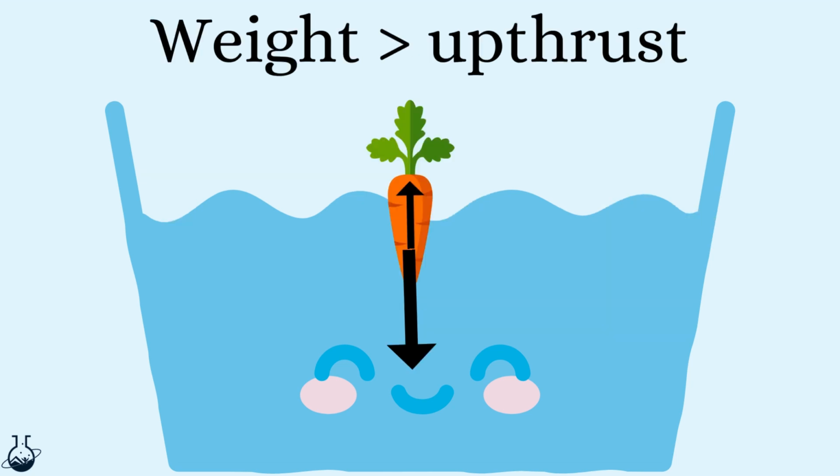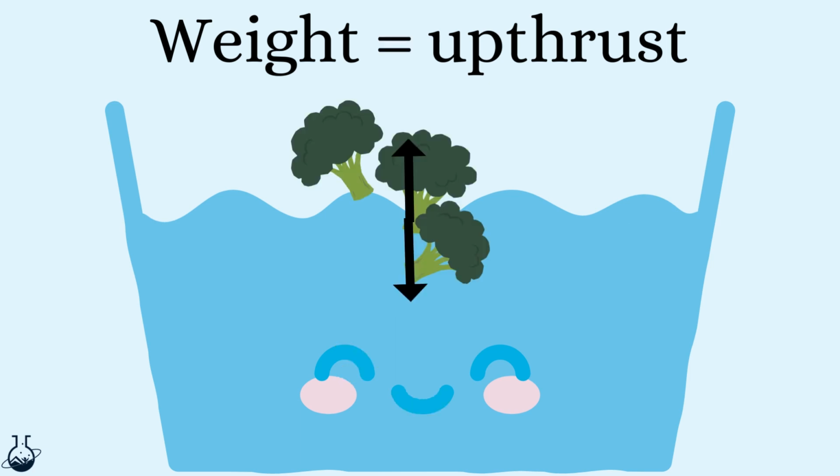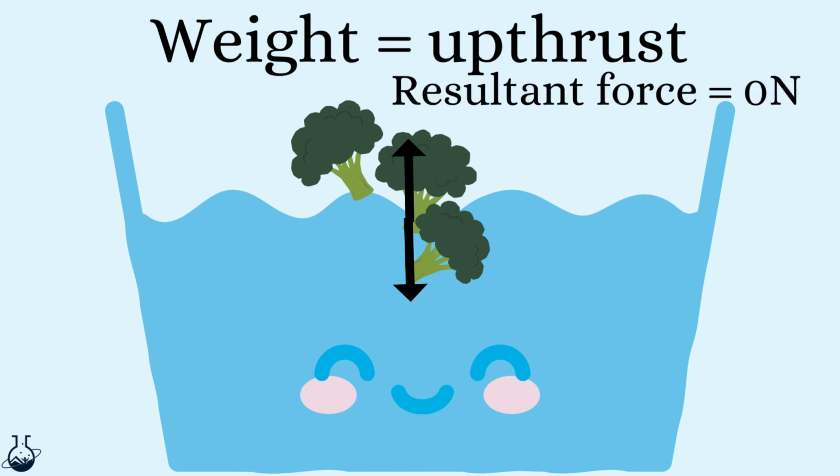Look at the carrot example again. You can see that weight is greater than upthrust, giving a resultant force acting down. So the net movement, the overall movement, means the carrot moves down. It sinks. Whereas the broccoli florets have balanced forces where weight is equal to upthrust, meaning there is no resultant force, so no net movement.